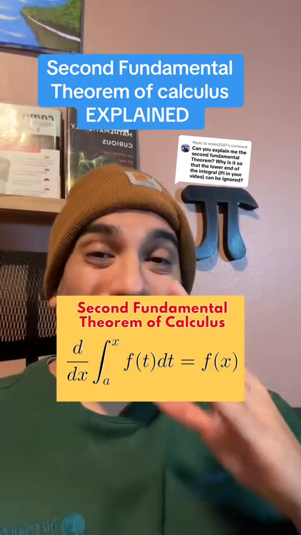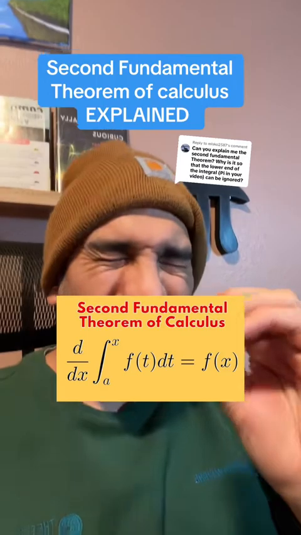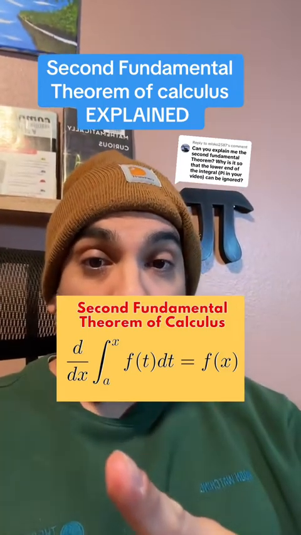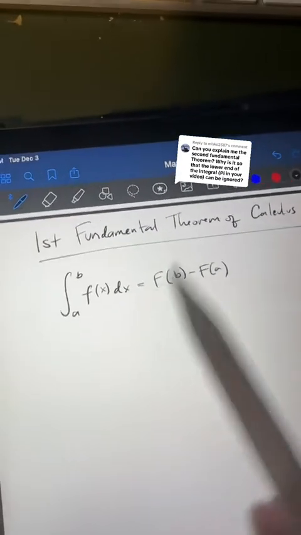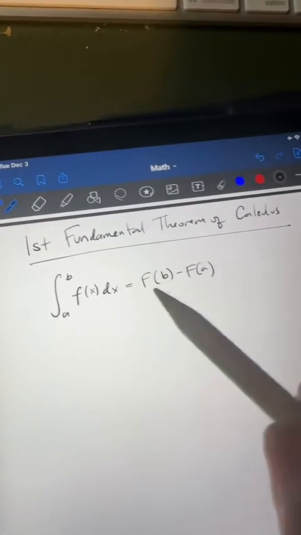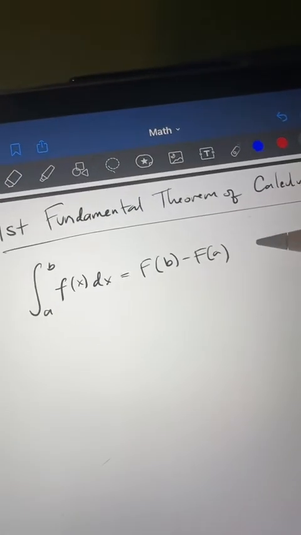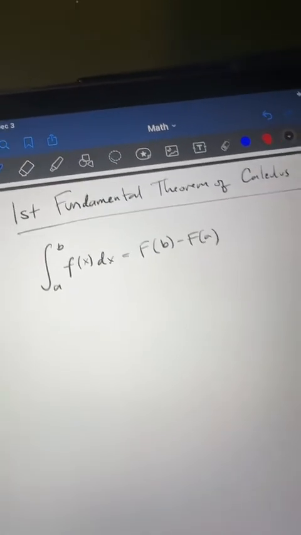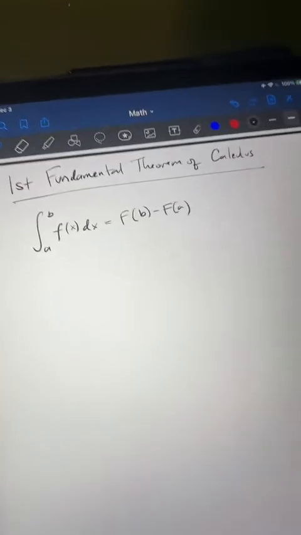We're going to go ahead and review the second fundamental theorem of calculus, and by this point, I'm assuming that you have some sort of basic understanding of the first fundamental theorem of calculus. Let's check it out. So here's the first fundamental theorem of calculus, that when you have an integral from a to b, then that is going to equal the antiderivative evaluated at b minus the antiderivative evaluated at a.